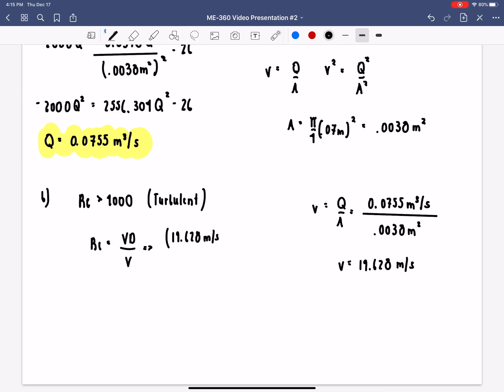So we can then plug that back in for Reynolds, and we end up with 19.628 meters per second times our diameter, 0.07 meters, divided by our kinematic viscosity of water, which is 1.12 times 10 to the negative 6 meters squared per second. And our Reynolds number comes out to 1,226,801, which is well above 4,000.